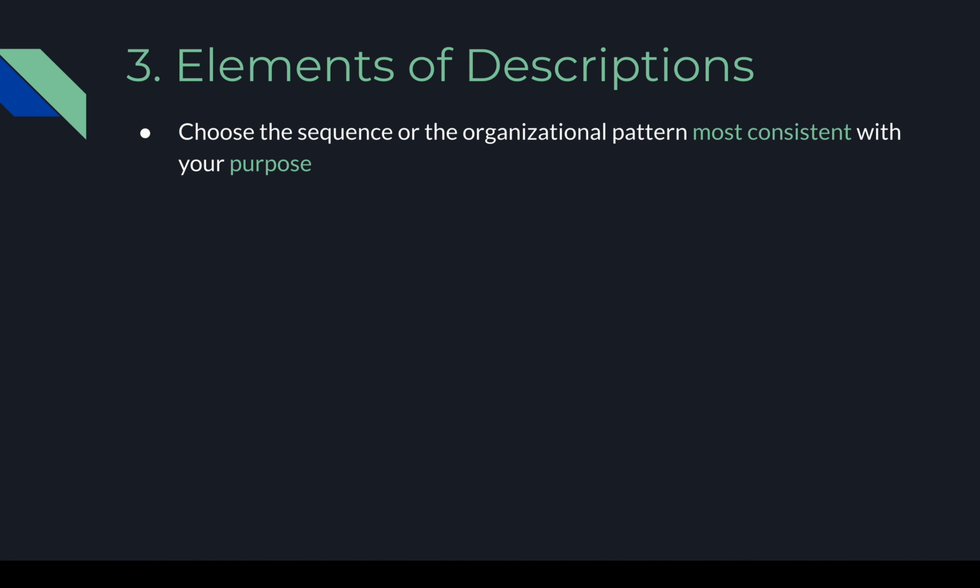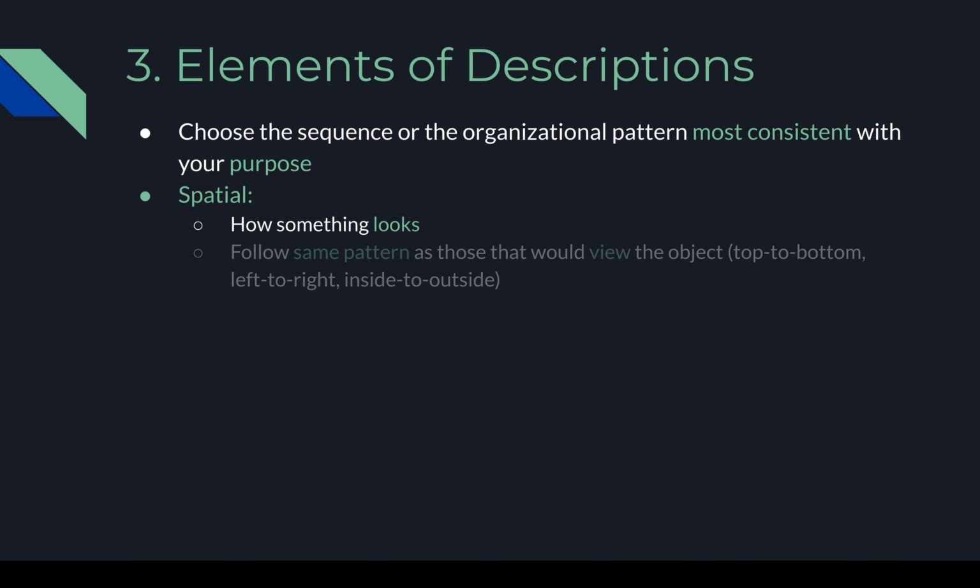And before you write the description, you should choose the sequence or the organizational pattern that's most consistent with your purpose. And you have 3 main options. Option number 1 for your sequencing is spatial, which deals with how something looks, in this case, a product. And in this case, you would follow the same pattern as those that would view the object. So for example, top to bottom, left to right, inside to outside, and so on.